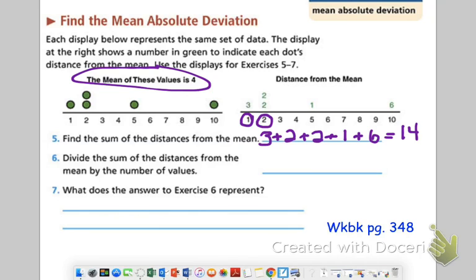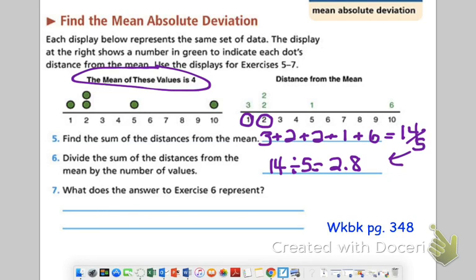And then we are going to divide by 5 because that's part down here. Divide the sum of the distances from the mean by the number of values. So we're basically finding the mean of the distances. We're going to take our 14 and we're going to divide it by 5 because we have 5 numbers. And that's going to give us 2.8.